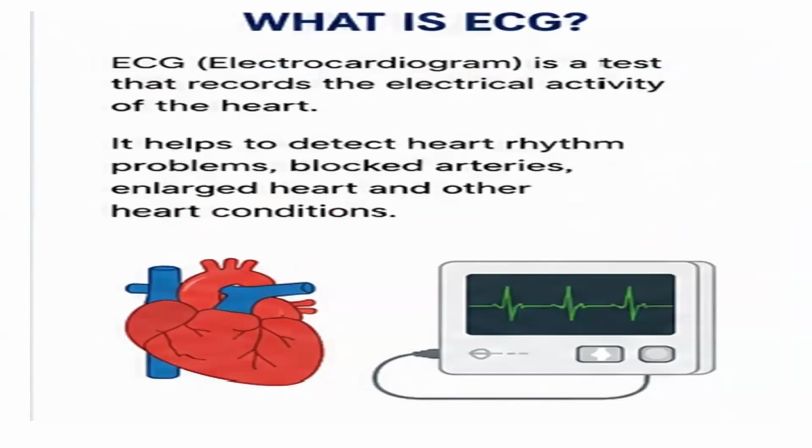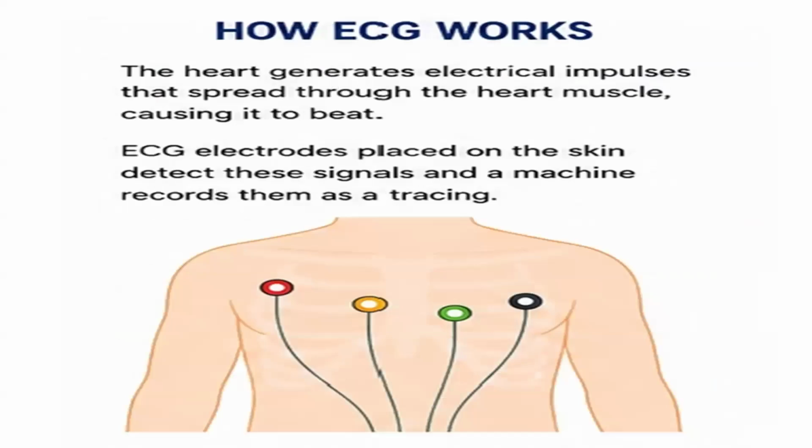ECG stands for electrocardiogram. It records the electrical activity of the heart using electrodes placed on the skin. Every heartbeat starts with an electrical impulse that travels through the heart muscle, and the ECG machine detects these impulses and displays them as a wave on graph paper. It is a quick, painless, and inexpensive test that helps diagnose arrhythmias, heart attacks, electrolyte imbalance, and many other cardiac conditions.